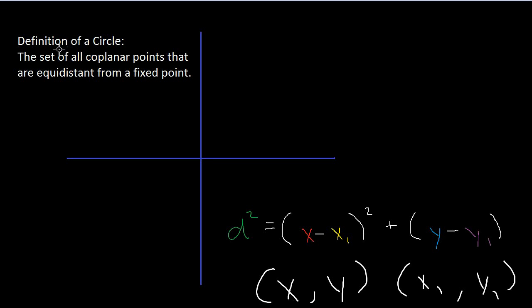The definition of a circle is the set of all coplanar points that are equidistant from a fixed point. Basically, what that means is you have a fixed point anywhere, and that's not part of the circle, but all points that are the same distance from it are part of the circle. So let me do my best to put a circle here. And all of these points on a circle are the same distance from the center, and that distance is called the radius. That's just a little bit of review from earlier geometry.